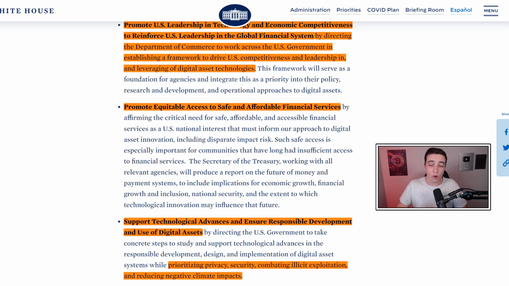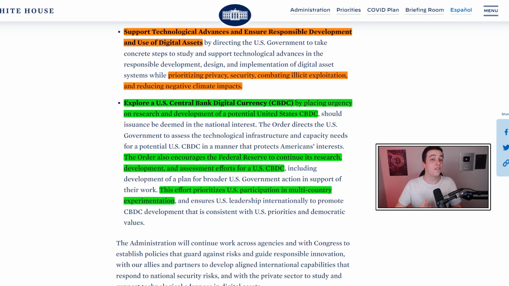The executive order also aims to promote equitable access to safe and affordable financial services and support technological advances and ensure responsible development and use of digital assets while prioritizing privacy, security, combating illicit exploitation, and reducing negative climate impacts. And on the very last dot point within this summary, they've conveniently happened to slip this in right at the end. What it says right here is that the US president's executive order aims to explore a US central bank digital currency by placing urgency on research and development of a potential United States central bank digital currency.